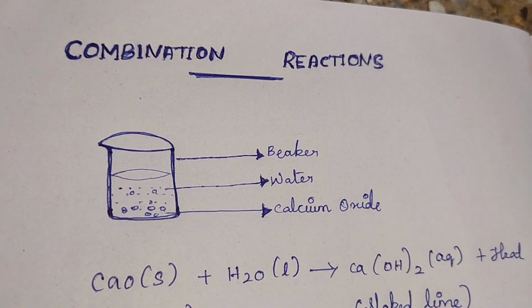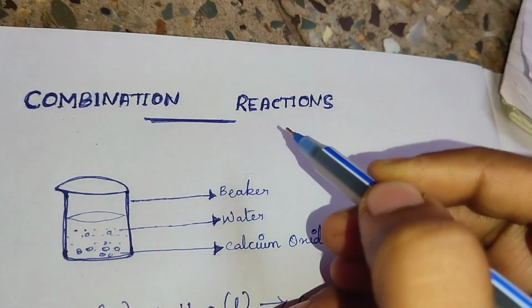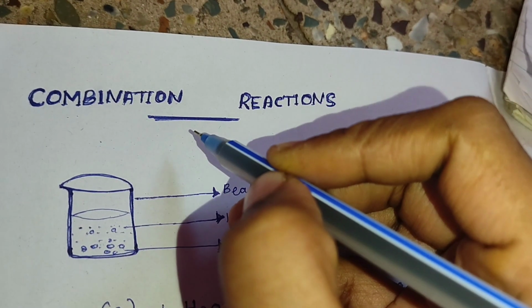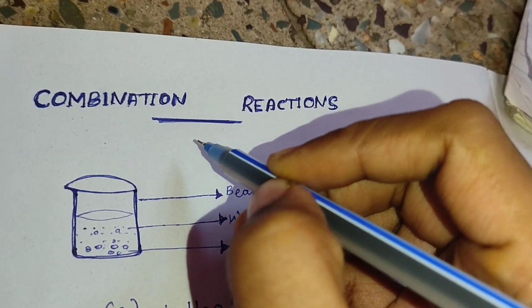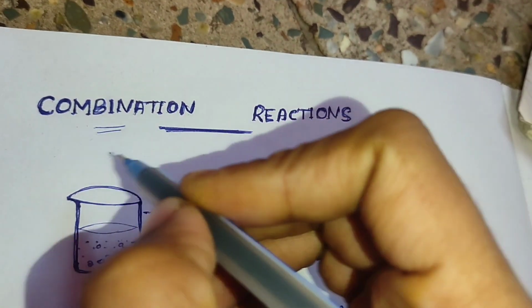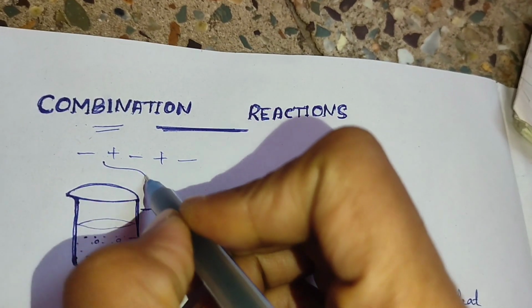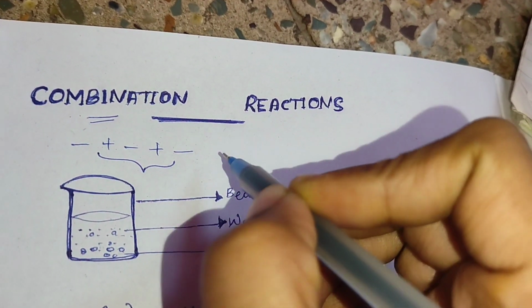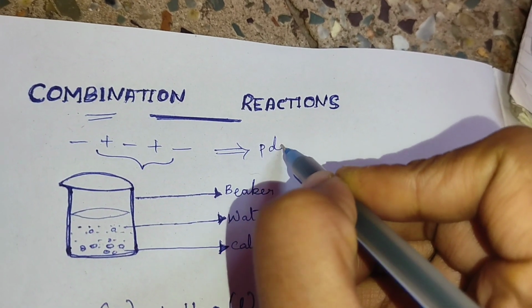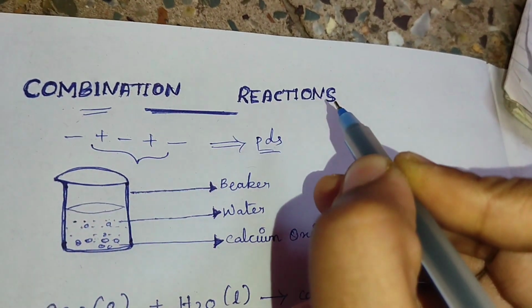Hi guys, today we are going to see about combination reactions. What do we mean by combination reaction? Any reactants have to combine with each other. It is present in the title itself. One or more reactants combine with each other and give products. That combination is known as a combination reaction.